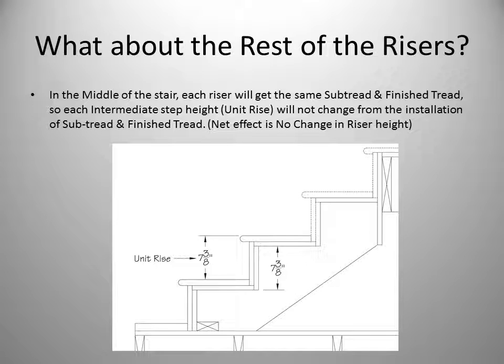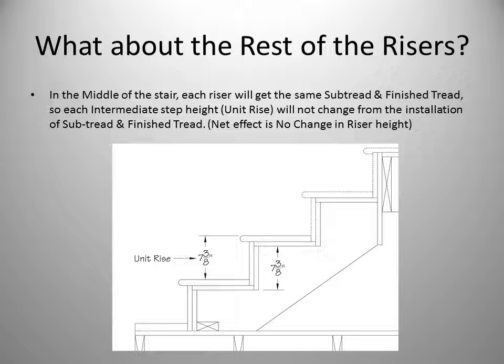You may be asking about the rest of the risers in the middle of the stringer. Each riser will get the same subtread and finished tread. So each intermediate step height or unit rise will not change from the installation of the subtread and the finished tread.